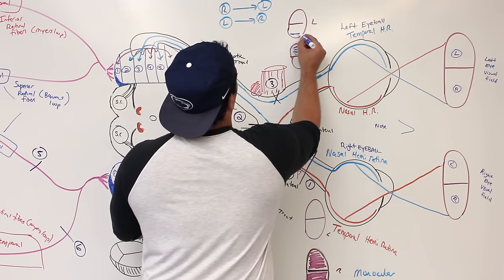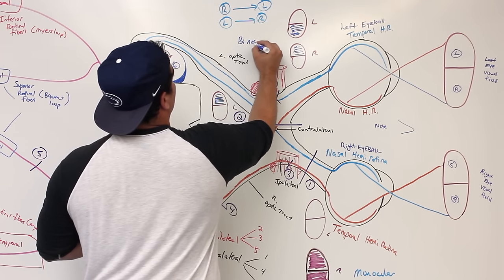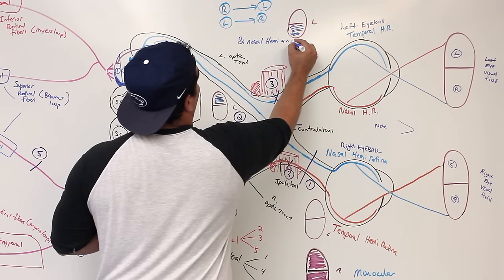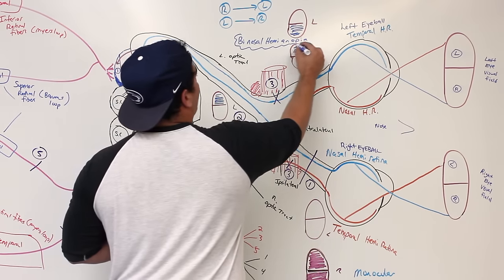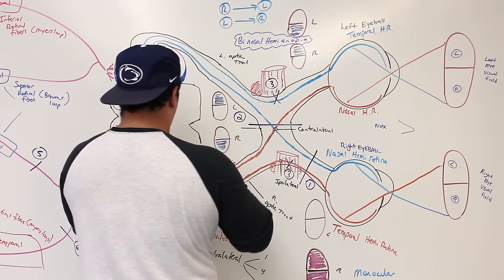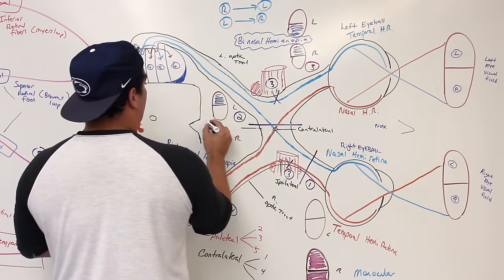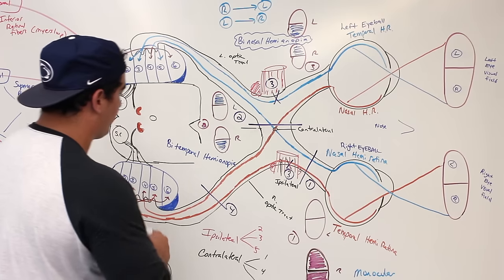Well, turn me over and tickle me twisted. Look at that. That's called binasal hemianopia, or anopsias, right? So binasal hemianopia is the third type of lesion. So that'd be number three. So this is number three here. This was number two. And this was number one. Okay, now off to number four.